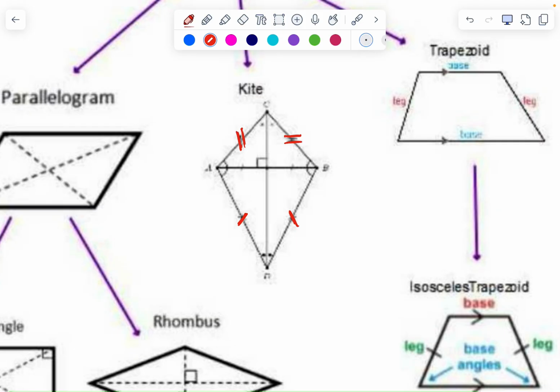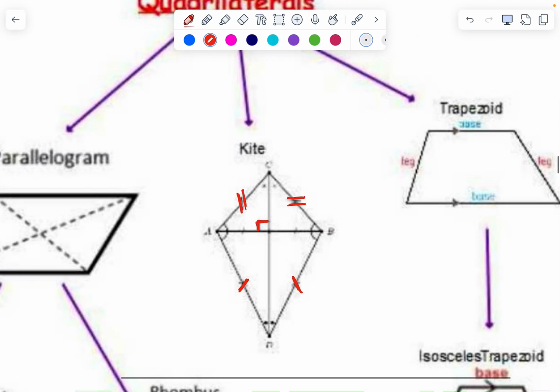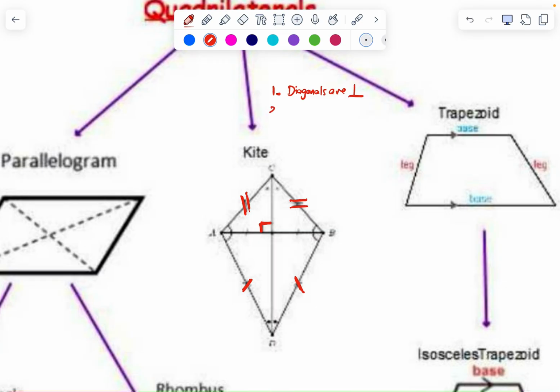So we have two sets of congruent sides. We call those consecutive sides. Okay? The diagonals, you know what? Let's start writing it down. We're going to make a list. All of it's in the figure, but let's make a list. Diagonals are perpendicular. Long diagonal bisects short diagonal.